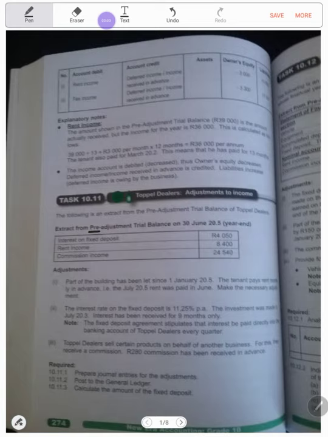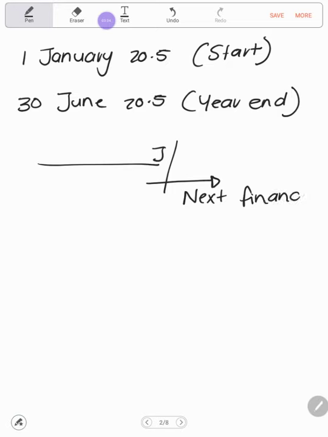So they told us that the tenant pays rent monthly in advance, i.e. the July rent would have been paid in June. So you can already see that we have 1 month in advance, because when does our year end? Our year ends in June. Let me just put that here. Our year ends June. Anything over this financial period is considered your next financial period. Okay, remember, we are only interested in the current financial period.